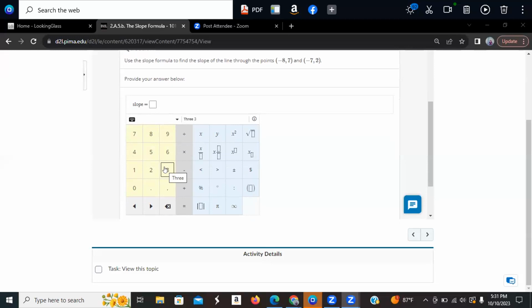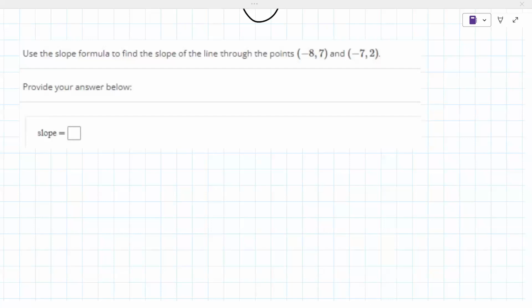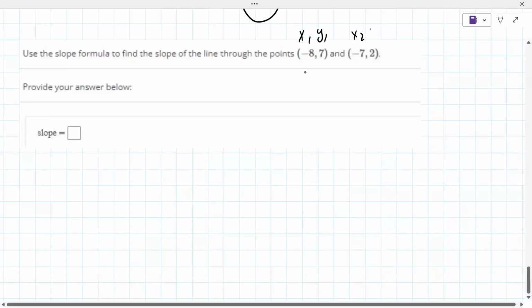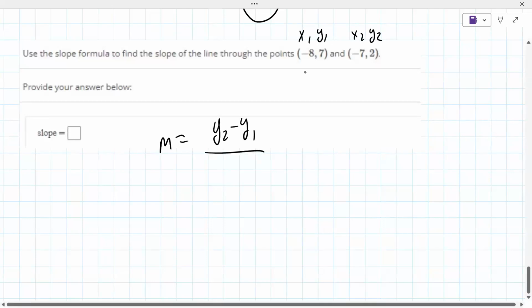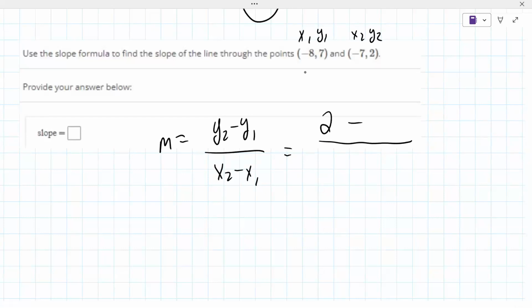Let me grab a snip and show you. Why don't I just share my screen? That'll probably be the best way to proceed. All right, so good to label these again like x1 and y1, x2 and y2. So the slope is y2 minus y1 over x2 minus x1. Y2 is 2, minus y1 is 7, x2 is -7, minus x1, which is -8.